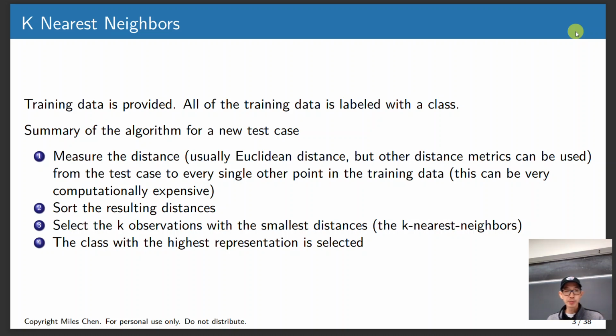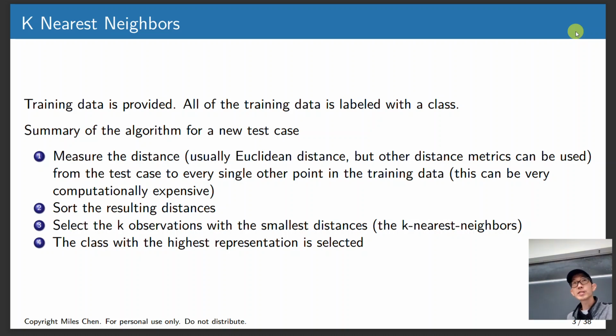This is basically how the algorithm works. You measure the distance from your test case to every single other point in the training data. The distance is usually Euclidean distance, but you can use other distance metrics. And yes, you have to measure the distance to every single other point in the training data. That can be very computationally expensive if you have lots of data points in your training data. But anyway, that's the first step.